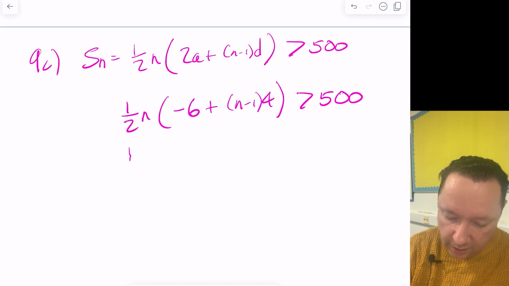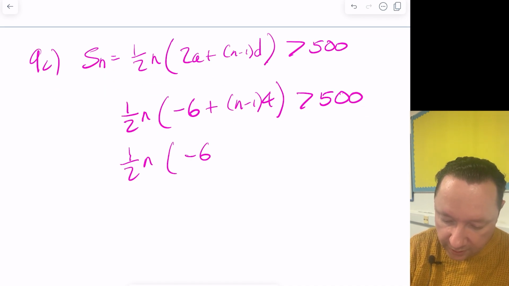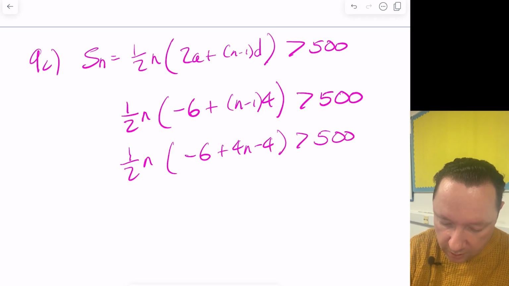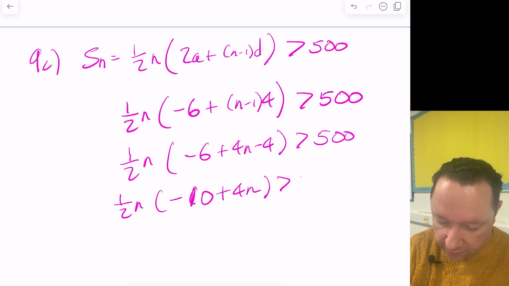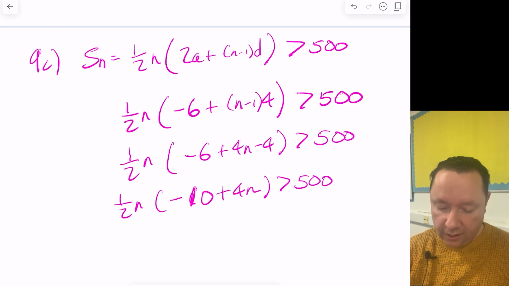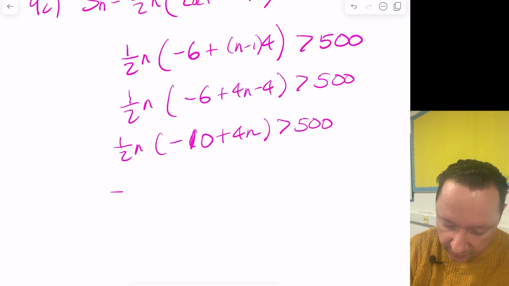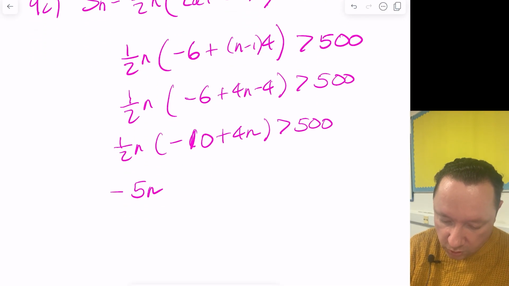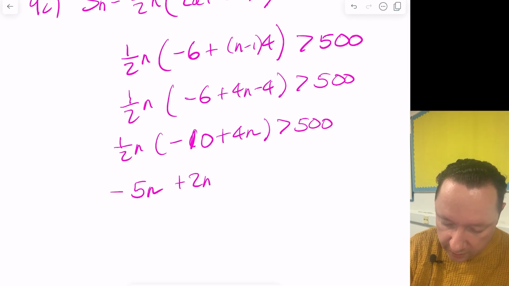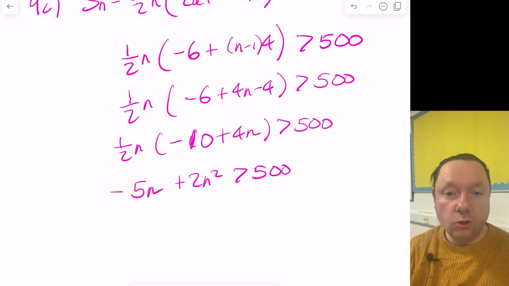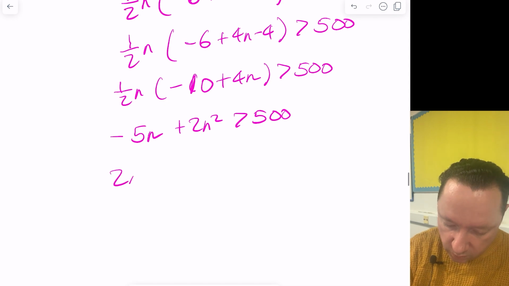So we can just keep going. A half n, minus 6 plus 4n minus 4, is greater than 500. A half n, minus 10 plus 4n, is greater than 500. Expanding the bracket out then, a half of 10 is 5, so it's minus 5n. A half of 4 is 2, so it's plus 2n squared is greater than 500. So a quadratic inequality. We get 2n squared minus 5n minus 500 is greater than 0.